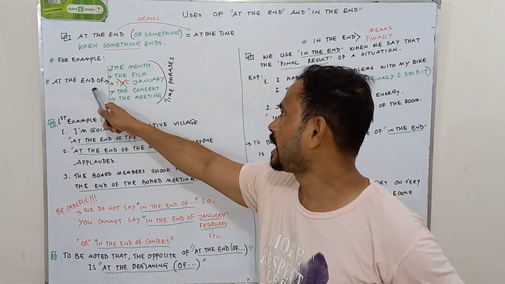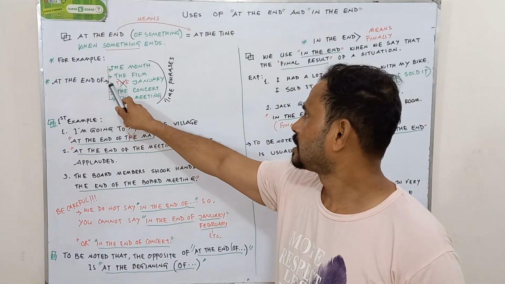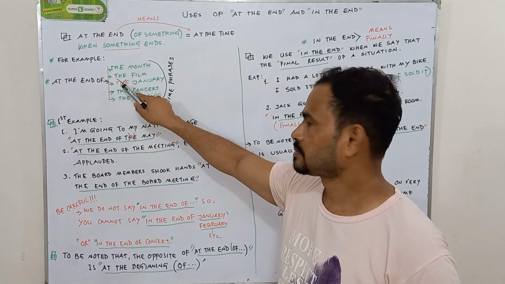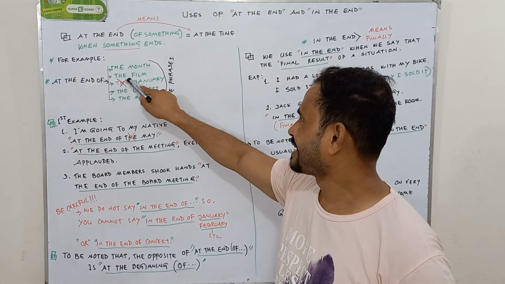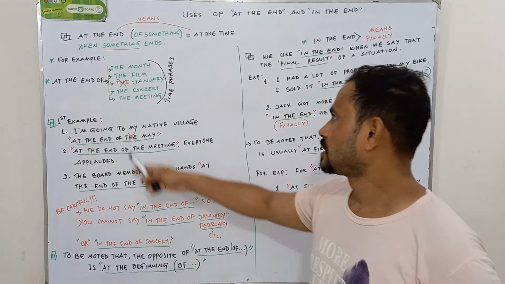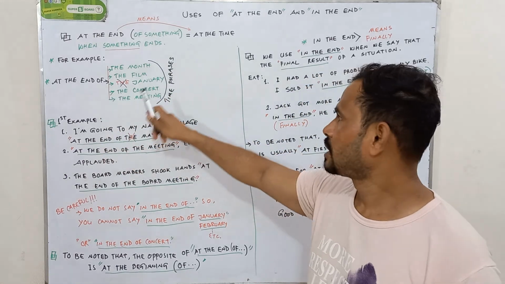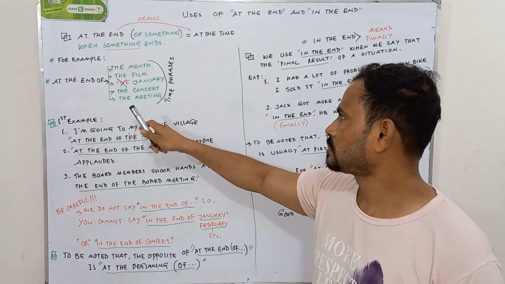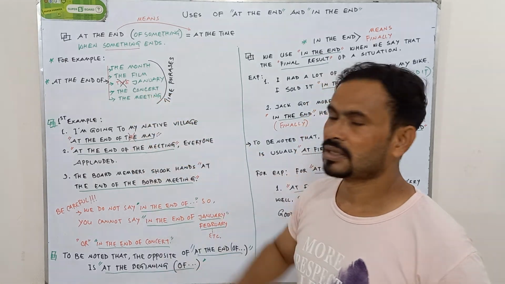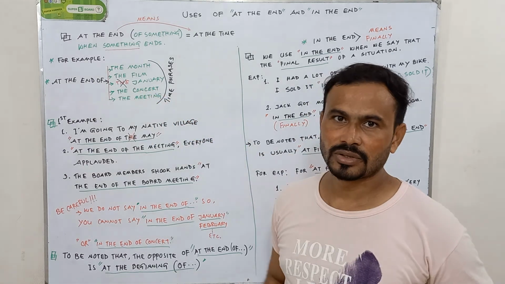So for example, at the end of the month, at the end of the film, at the end of January. Friends, here you see I put a cross mark on the definite article the. But why? Because when you want to use at the end of January, February, March, April, you cannot use the definite article the before them. That's why you see a cross mark on the. Okay?